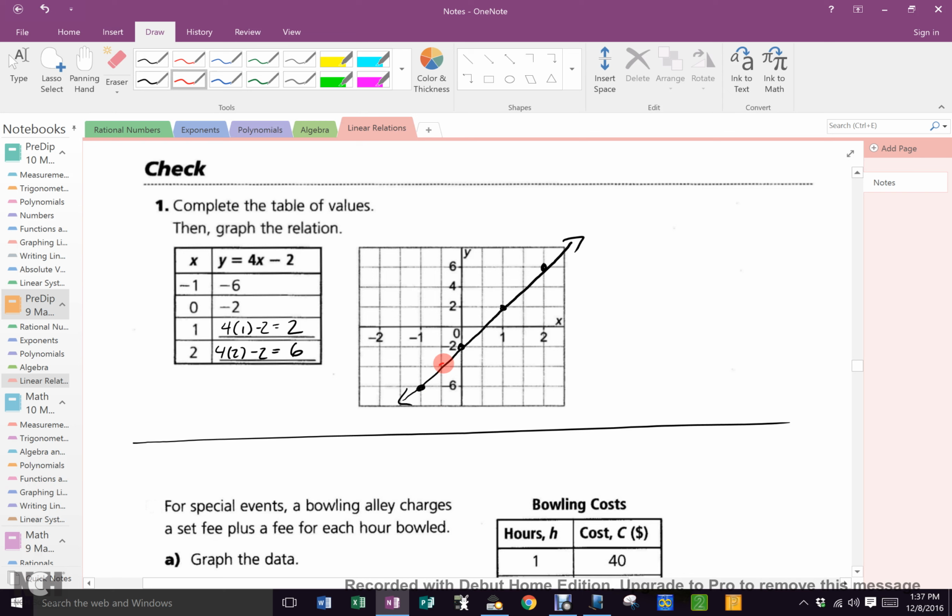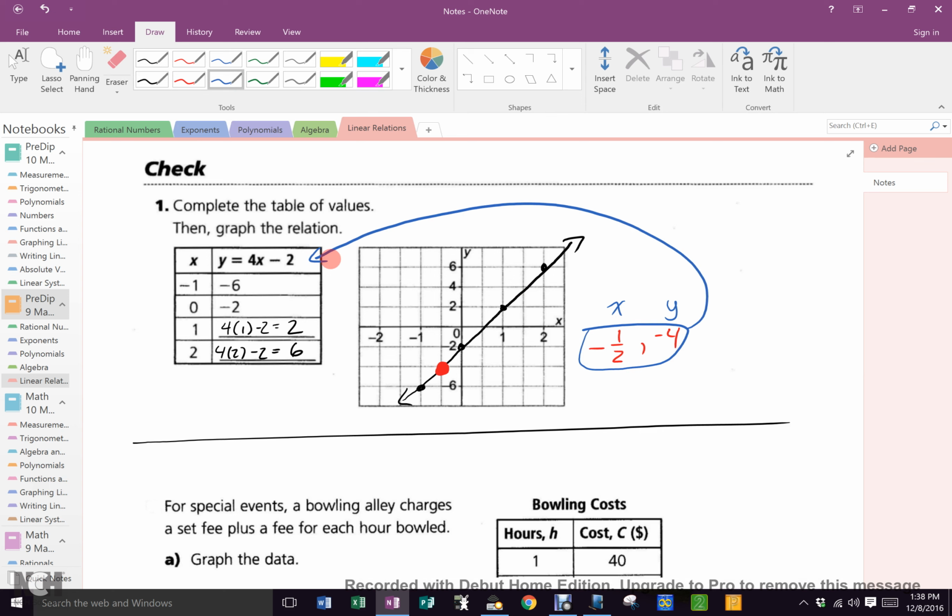What is that point right there? -1/2, -4. That -1/2 is an x, right? That -4 is a y, right? If we drew a good line, what does that mean that point should do with that equation? It should work. Does it? What's 4 times -1/2? -2. What's -2 minus 2? -4. Are we right? Of course we are. Why? Because we're good at math. Okay?